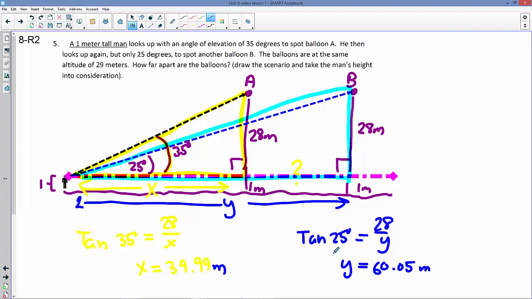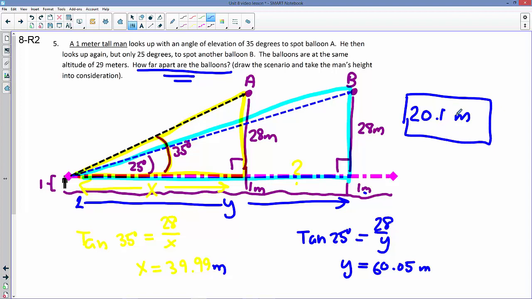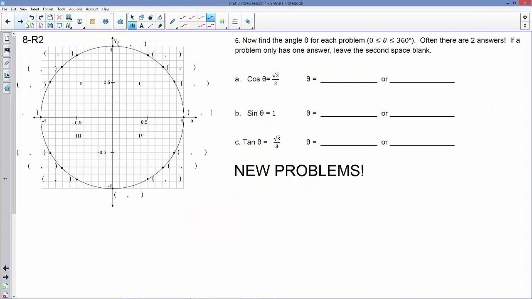And then the question is, how far apart are the balloons? The balloons are simply the difference between y and x. If y goes all the way across, x only goes up to here. The remainder is the difference. So I'm going to take 60.05 minus 39.99 in my calculator, and I get 20.05, so that's technically 20.1 meters apart. Very similar to a lot of the other triangles that we're doing.